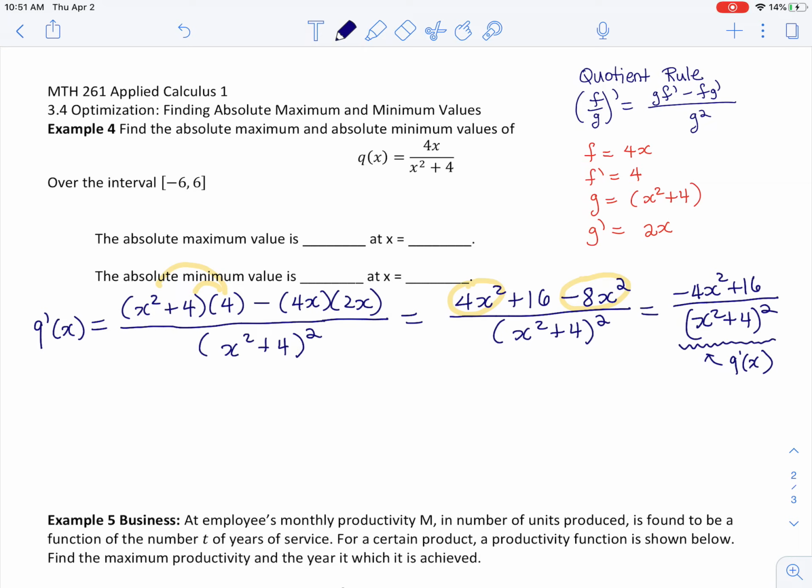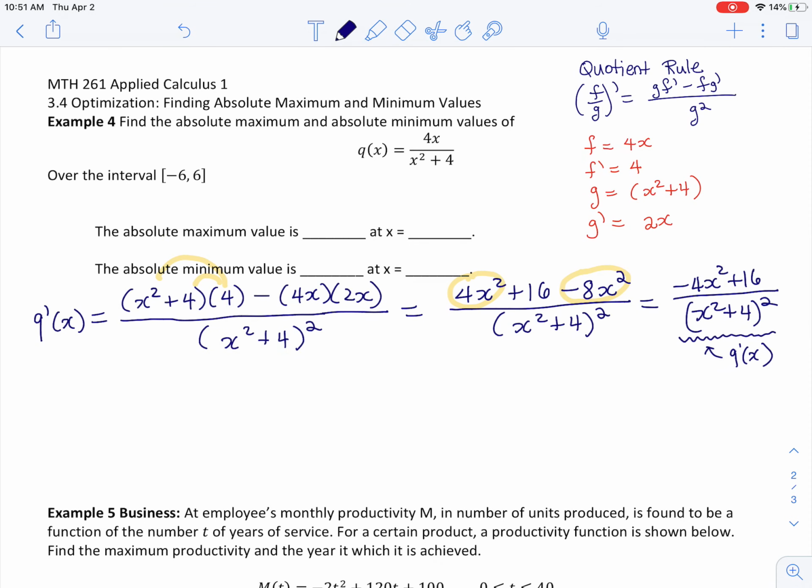Now let's find the critical value. Critical value happens when this derivative is equal to 0 or when it doesn't exist. So not only are we going to check for the zeros of the numerator, because zeros of the numerator is when this function equals 0, we also need to find the zeros of the denominator. Because notice, a fraction is undefined when the denominator is equal to 0.